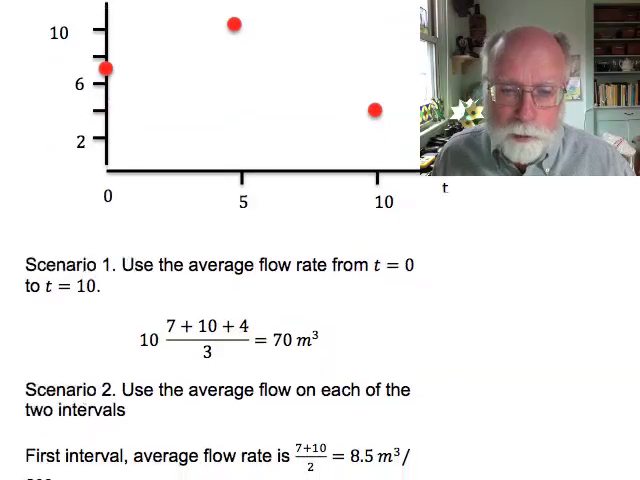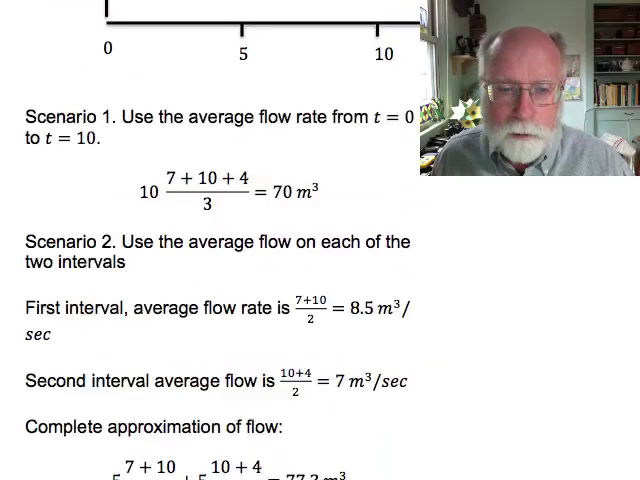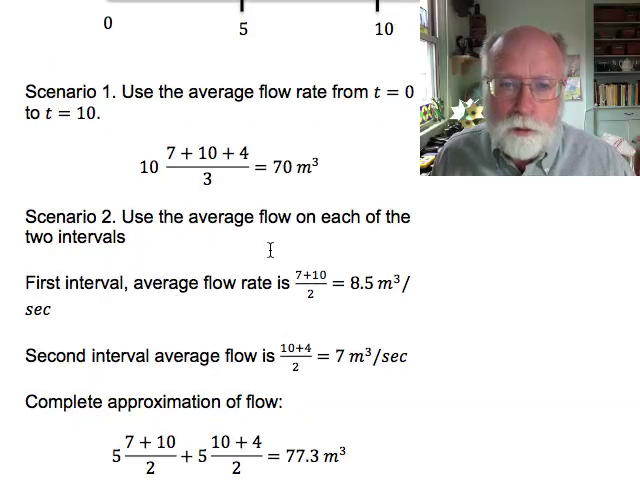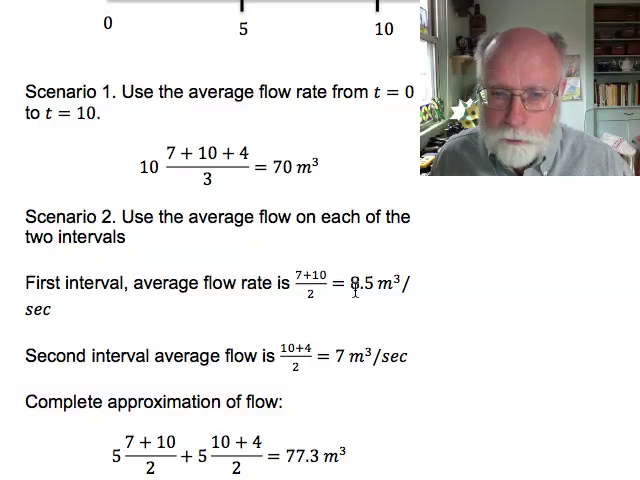Now, it would be better, perhaps, if we took the average flow on the first interval and then the average flow on the second interval and calculated the flow during the first 5 seconds separately from the flow in the second 5 seconds. And that's what I've done here. The average flow in the first 5 seconds is 7 plus 10 over 2, 8.5. And the average flow in the second 5 seconds is 10 plus 4 over 2, which is 7 cubic meters per second.